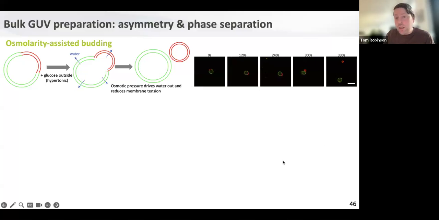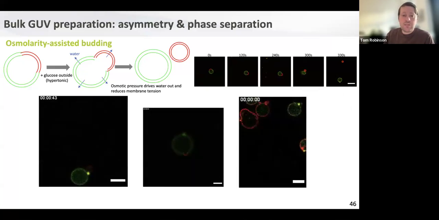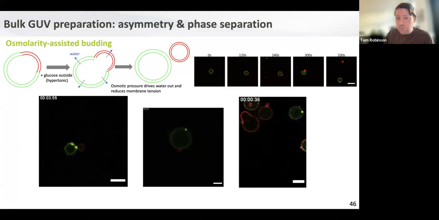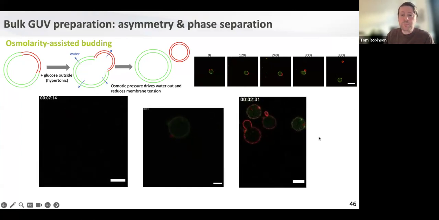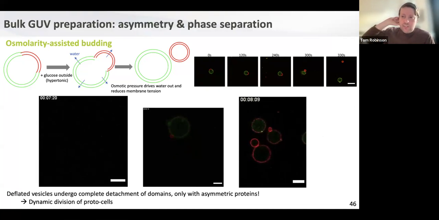And here are some snapshots showing this happening over a few minutes. And if you want to see, there are some movies of this occurring in a few examples here. So we have this detachment and separation of these domains. And the interesting thing is that we only see this when we deflate normal phase-separated vesicles.